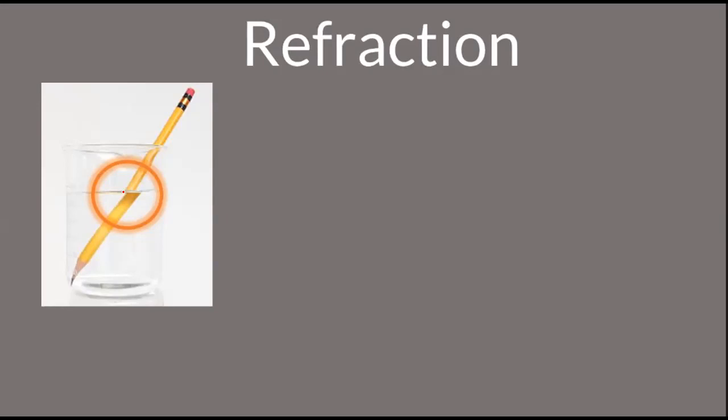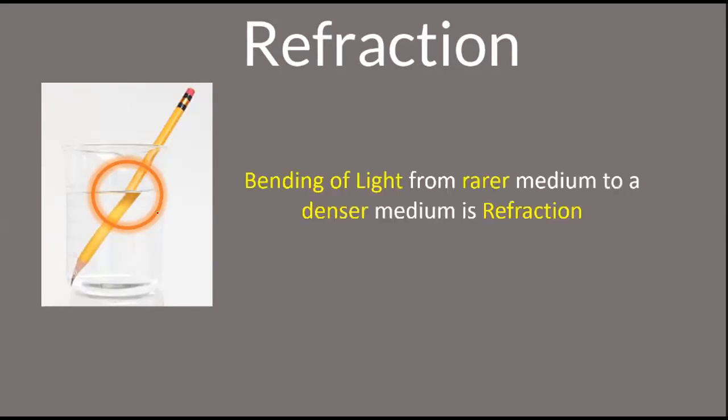So how can we define refraction? Can we define it as this definition? Bending of light from a rarer medium to a denser medium is refraction. So here light is bending, so we can see a break. Here we can see a break in our pencil because bending of light is happening here.